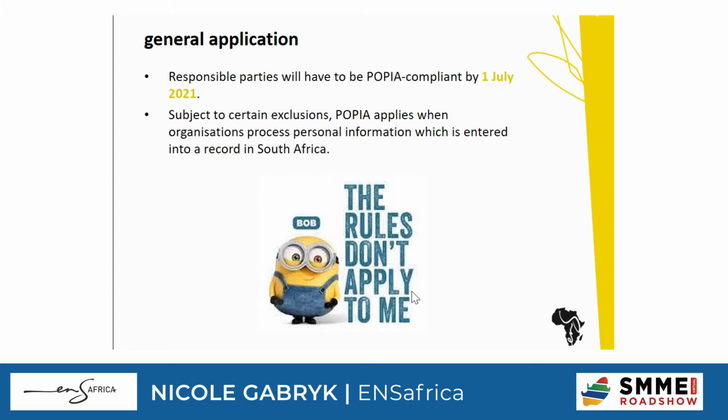First things first, POPI was signed into law by the President at the end of June 2020. It then came into effect on the 1st of July 2020, subject to a 12-month grace period. That means that all organizations have to be POPI compliant by 1 July 2021. POPI applies only when organizations process personal information which is entered into a record in South Africa. Processing and personal information are concepts we're going to look at in the next few moments.